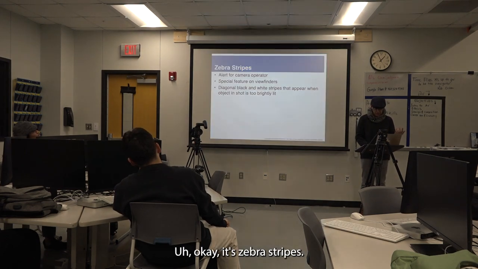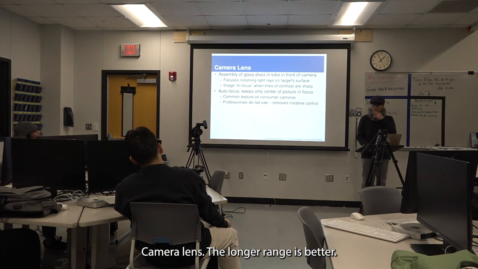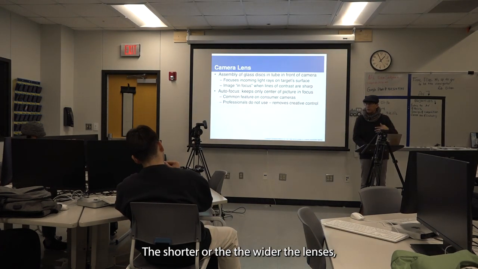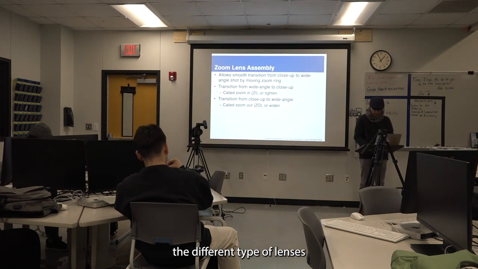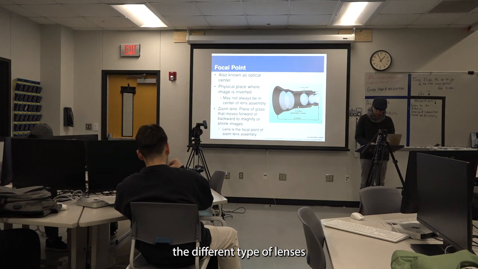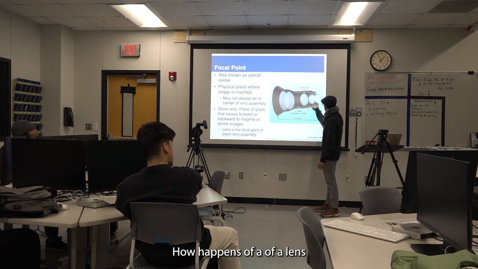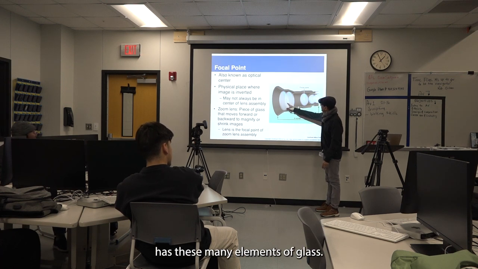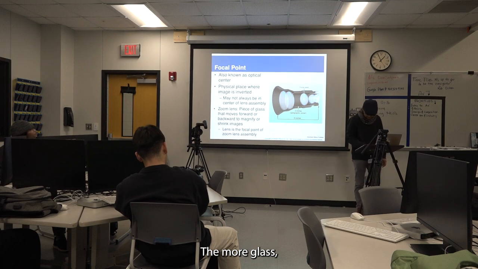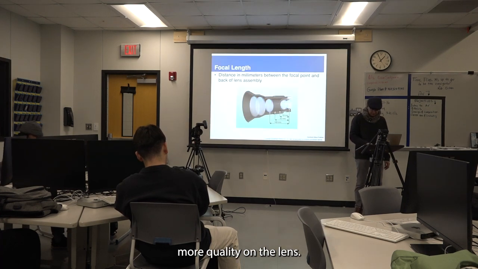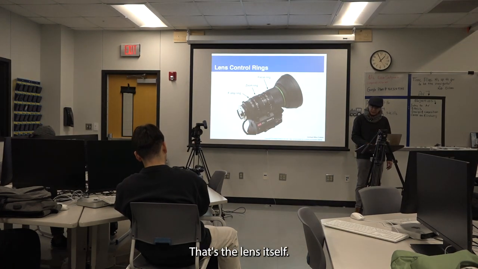Zebra stripes, we wanted to talk about that, and the camera lens. With the camera lens, the longer the range is better, and the shorter or wider the lenses, there are different types of lenses. That is a focal length, and a lens has many elements of glass. The more glass, the more quality in the lens. That's the lens itself.